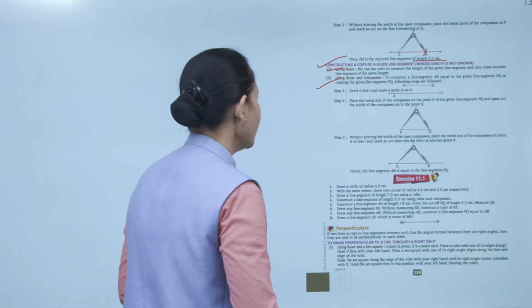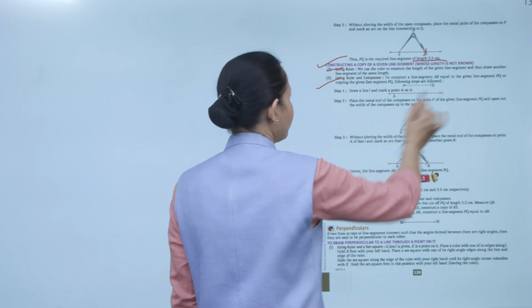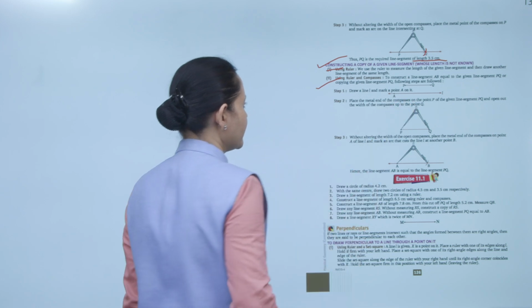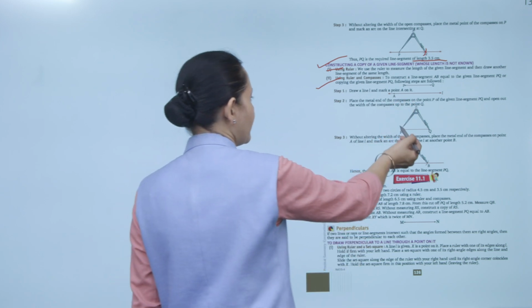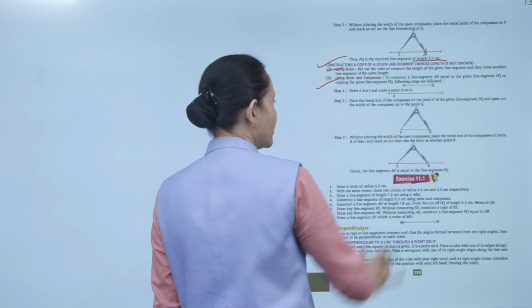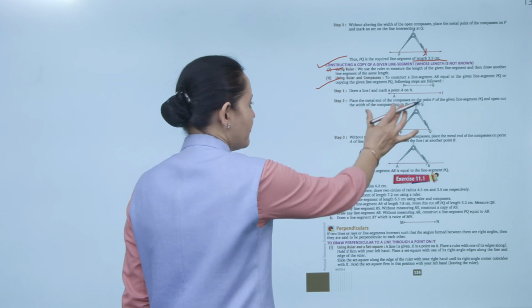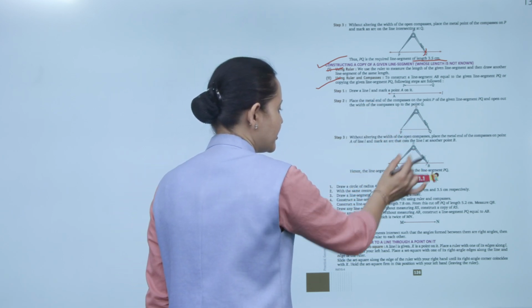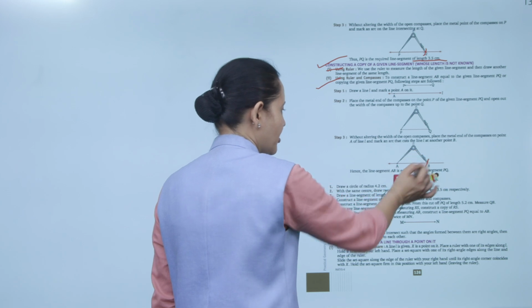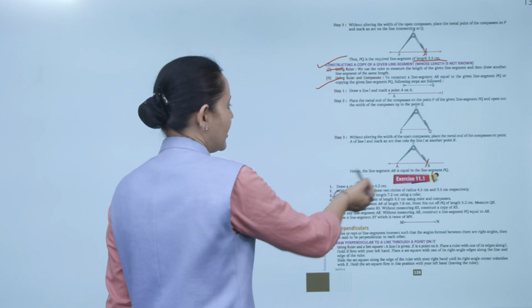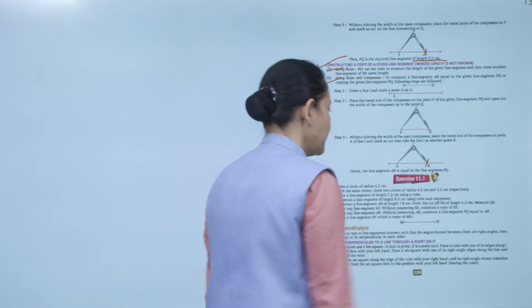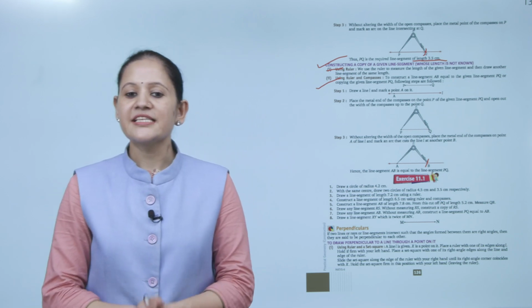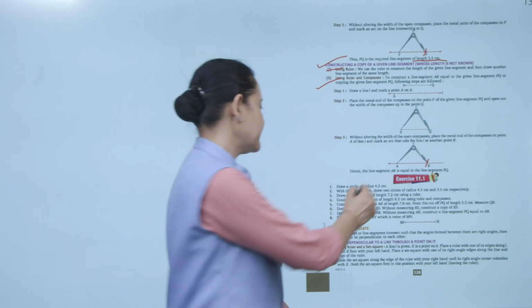Clear? So first we will draw a line L and take point A on it. Now place the metal tip on the point P and stretch it to Q, and then without disturbing its width we'll put the metal tip on A and, according to that width, we will draw an arc. That line segment AB is equal to line segment PQ. Clear? Next is exercise 11.1.